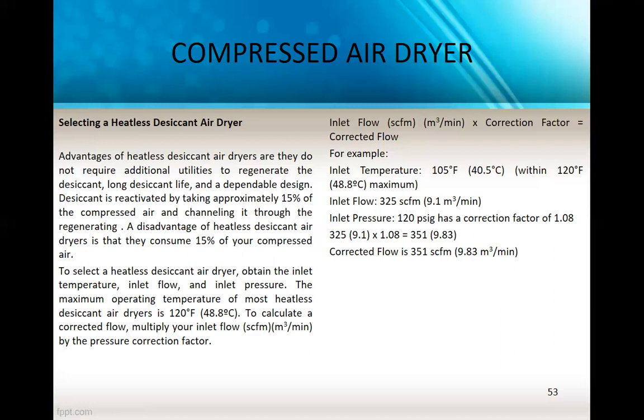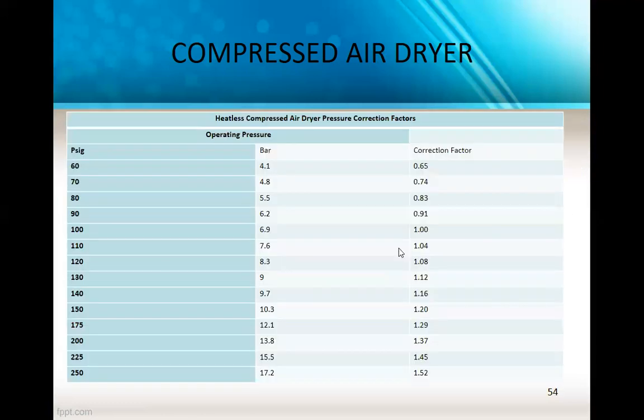So doon yung binabasa ko hindi minumultiply yung 9.1 sa 9.53. That is yung equivalent cubic meter per minute lang. So the corrected flow is 351 SCFM or 9.81 cubic meters per minute. So ito ang magiging CFM mo sa pag-select. So heatless compressed air dryer pressure correction factor. Dito pinuha yan. At 100 PSI, this is 1. The rest, wala.